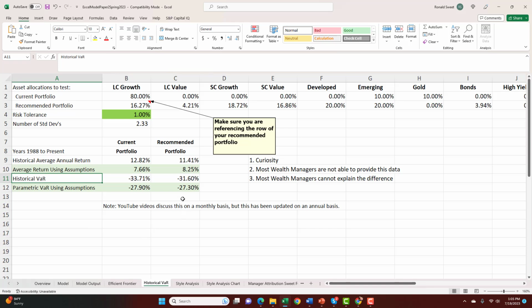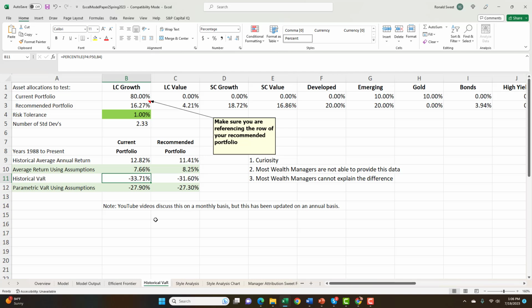Remember, our recommendation was a portfolio with a higher return with the same level of risk. You can see the risk is about the same. It's slightly different because of the way the value at risk is calculated, but it's essentially the same level of risk. You look historically, you can see 1% of the time, your current portfolio has lost close to 34%, but the recommended portfolio only lost 31.6%.